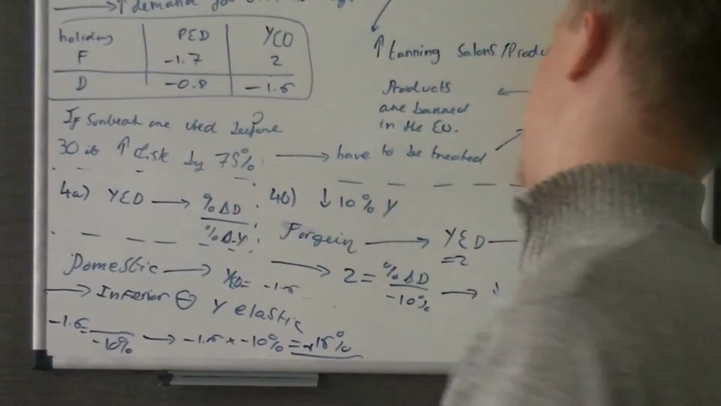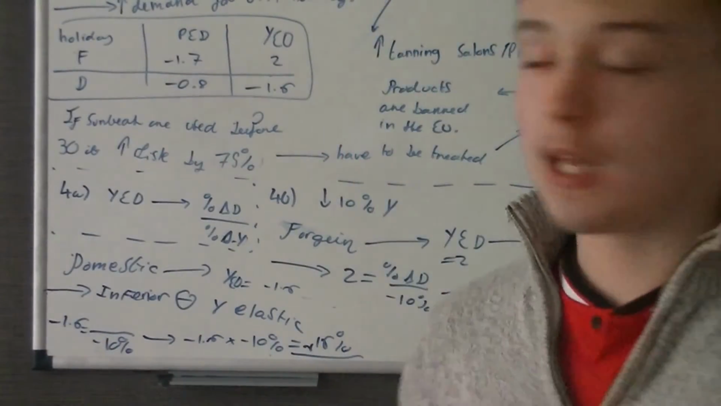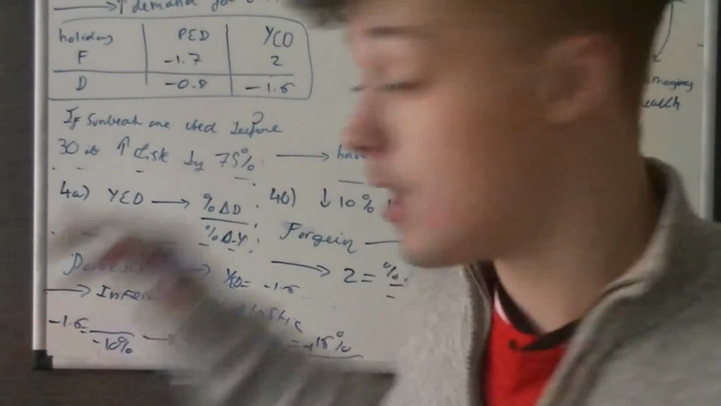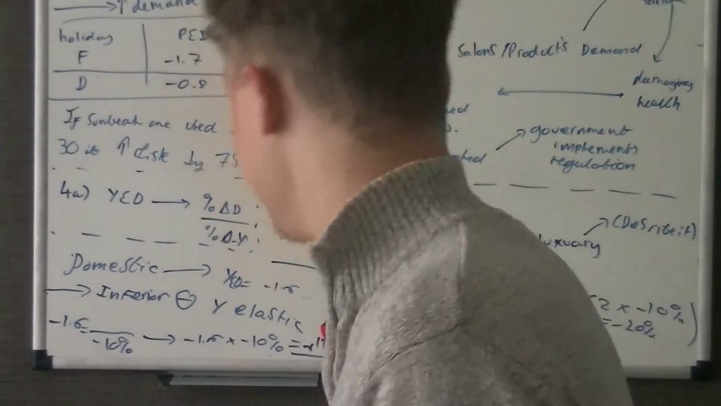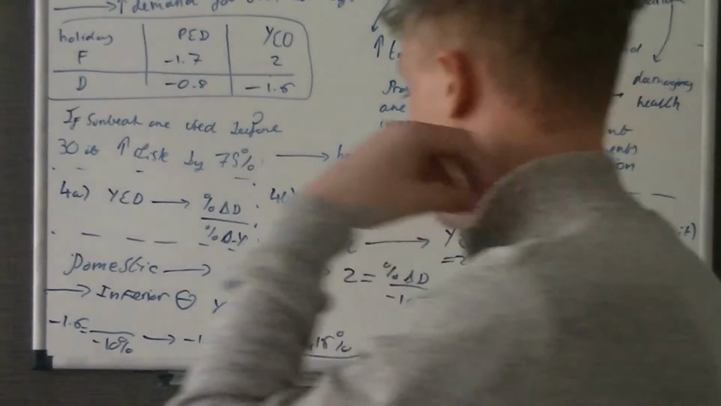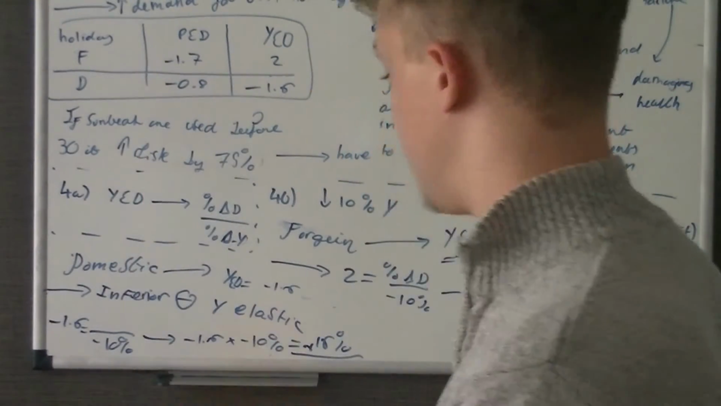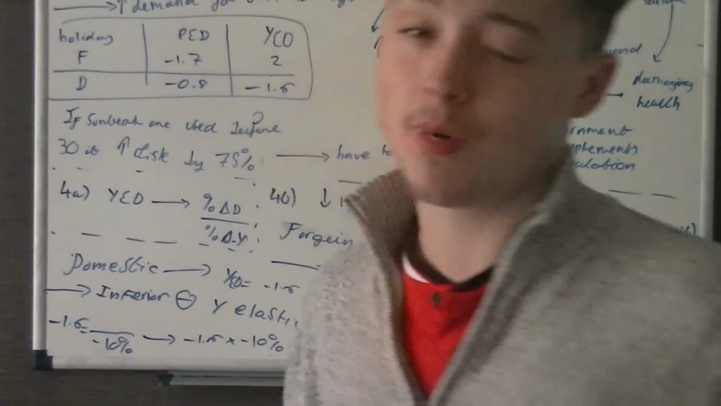So there may be imports, for example. Put it into the formula, bang in the numbers, get the percentage change in demand. Do the exact same for domestic goods. We found out it's income elastic, because it's negative and it's very big. And times negative 1.6 by negative 10%. 2 negatives cancel out to make a positive. Simple math. And that gets you an increase of 16%.